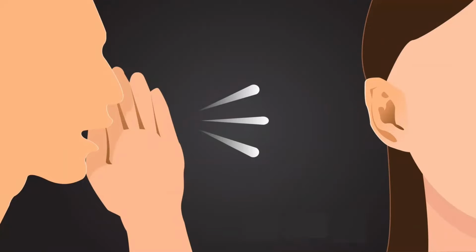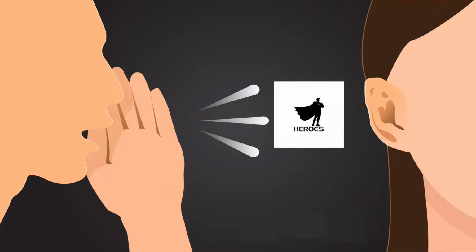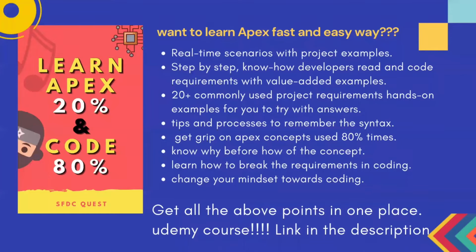Let me tell you a secret. Salesforce developers are normal people, just like you and me. They do not have any special powers. They're just normal people. But they do know one secret, which was kept for a long time. Now the secret is out. The secret is: learn Apex 20% and code 80%.